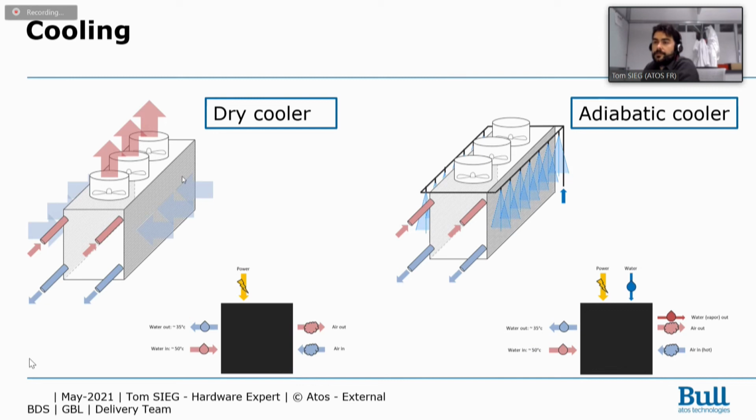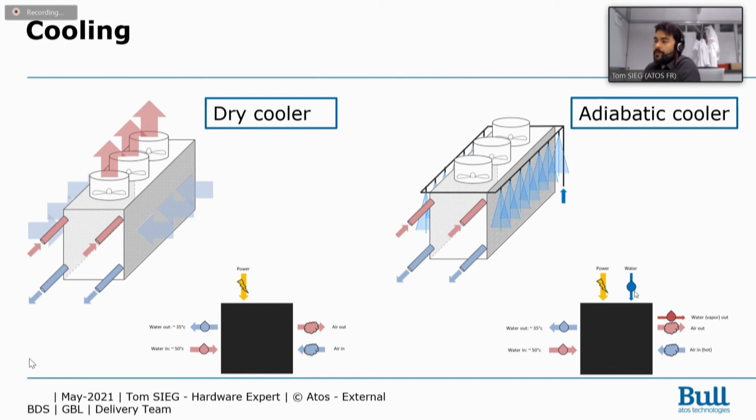And you will find it everywhere, like the air cooling system at your home or your building. It's the solution you will find everywhere. It's a dry cooler system. And to optimize it, to be more efficient, you can use an adiabatic cooler system. The difference between the dry cooler system and the adiabatic cooler system is that you will use water in your adiabatic system.